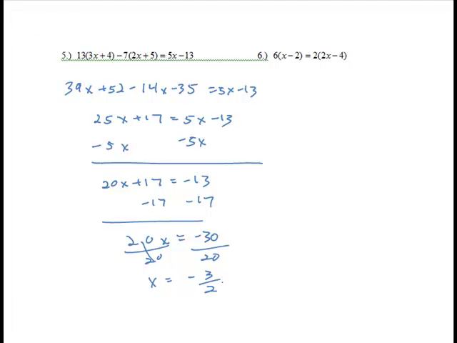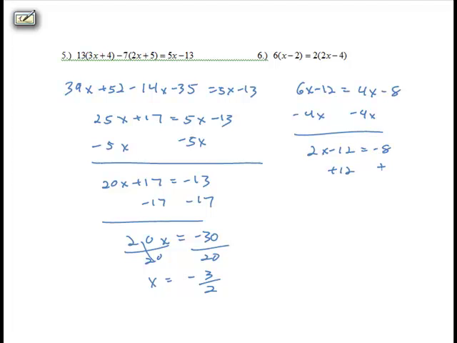And number 6. Still a linear equation with one variable. Simplify each side. The left-hand side, distribute that 6. 6x minus 12 is equal to, the right-hand side, distribute the 2. 4x minus 8. Subtract 4x from both sides. 2x minus 12 is equal to negative 8. Add 12 to both sides. 2x is equal to 4. And finally, divide both sides by 2. So x is equal to 2.